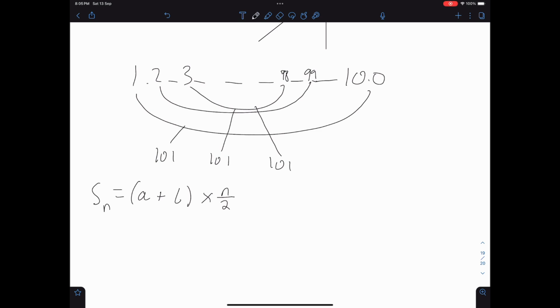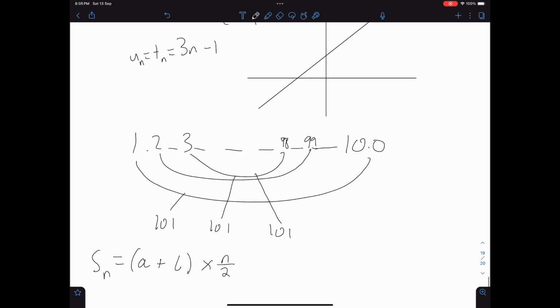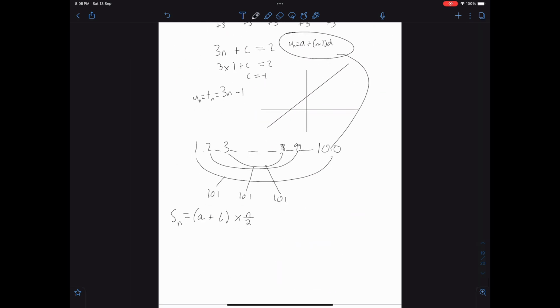But what if we don't know the last term? Well, we can always find the last term because of this general formula. We don't need that additional variable because it's just another a plus n minus 1 d. So all we would need to know is just the number of terms in the series. So 2a plus n minus 1 d.